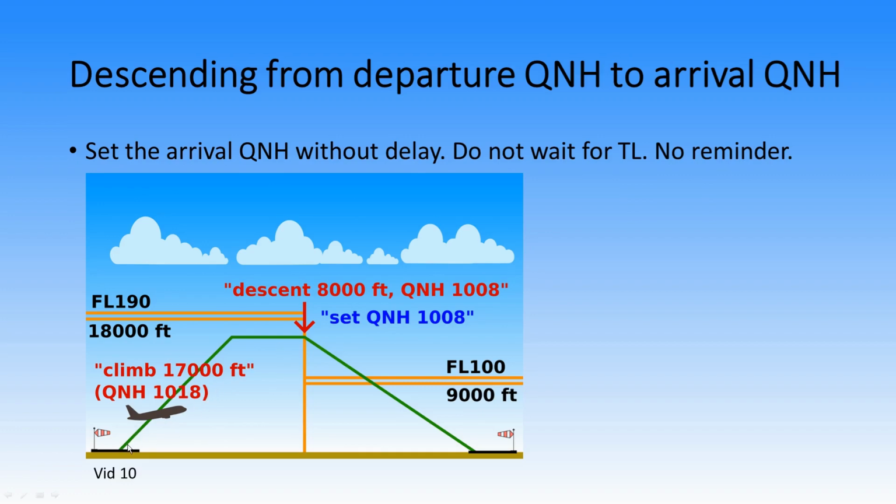So for example, you are clear to climb 17,000 feet, and that happens to be on the departure QNH, 1018 here, so you fly level at 17,000 feet, and then ATC says descend to 8,000 feet. Okay, so you go from one altitude to another altitude, but the problem is it's on a different QNH. So ATC says descend to 8,000 feet, QNH 1008. Make sure you ask if they don't tell you. So if they just tell you descend to 8,000 feet, you hang on, this is a different airport. So ask them, confirm QNH. Okay, QNH 1008.